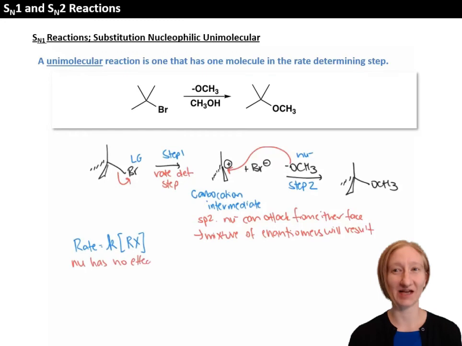Second, this first step, the leaving group leaving, is the slow step or rate determining step of the reaction. That means that the rate law has only the alkyl halide in it. It's unimolecular, and that means that only the alkyl halide will influence the reaction rate. The nucleophile has no effect on the rate of an SN1 reaction.